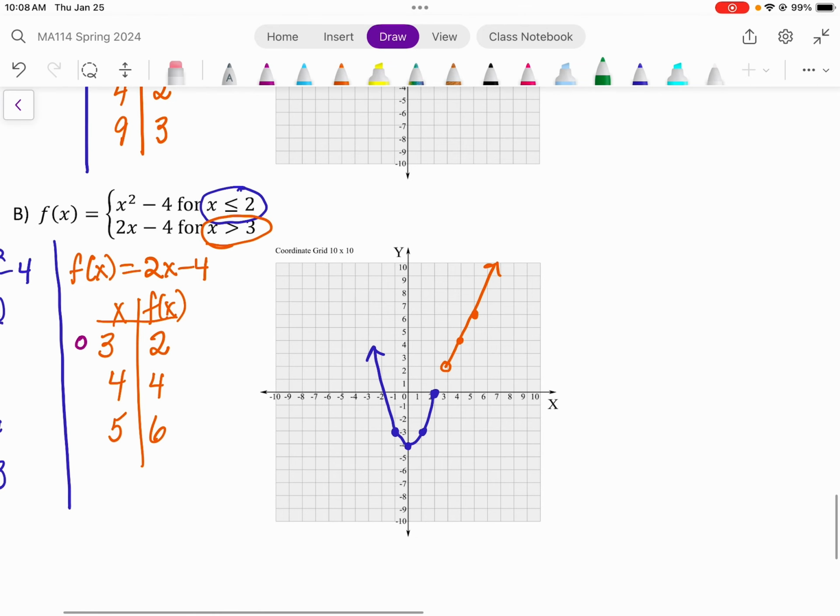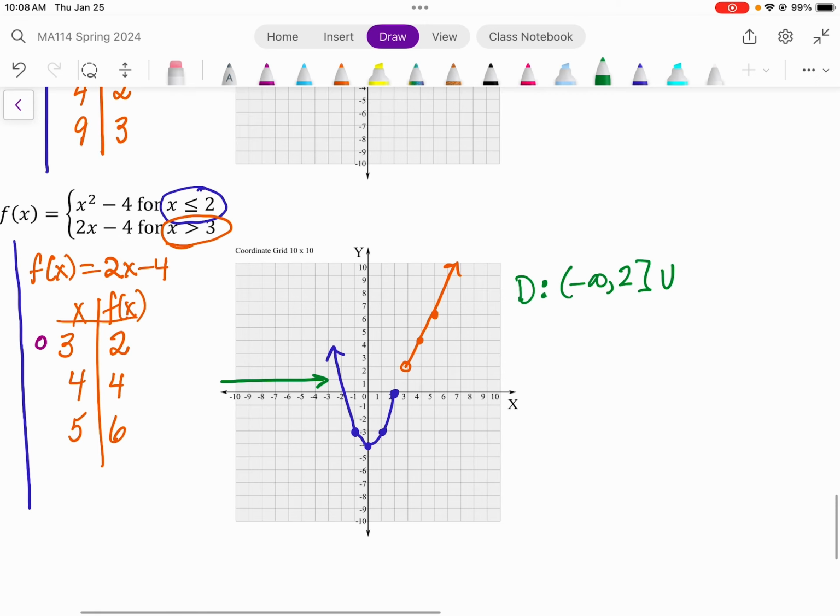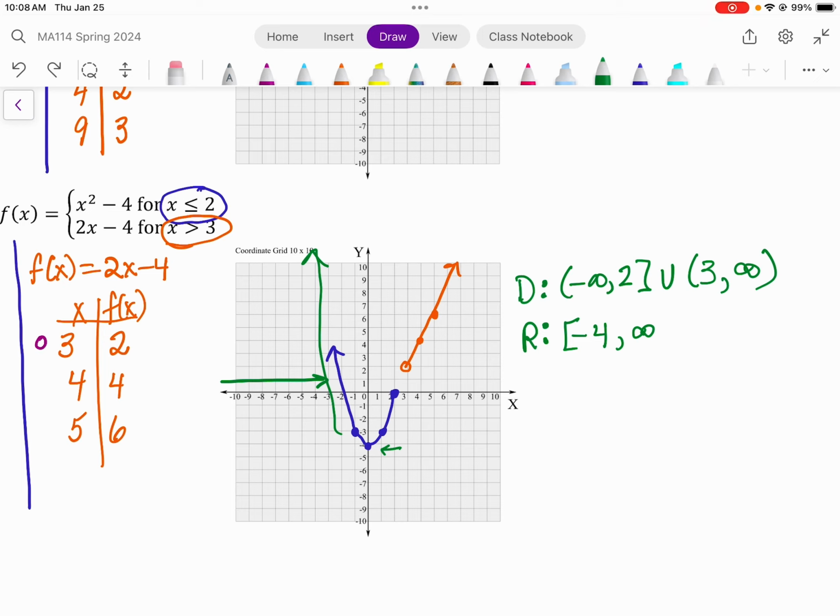For this one, your domain, it's coming in from the left and it stops here at 2. So negative infinity to 2, union, and then it starts back at 3, but it's an open circle and goes to the right. If you wanted to do the range, your lowest point is down here at negative 4. And then it goes up. It continues going up, so to infinity. Oh, and I was going to erase this to get that stuff out of the way. Okay, so there's your range.